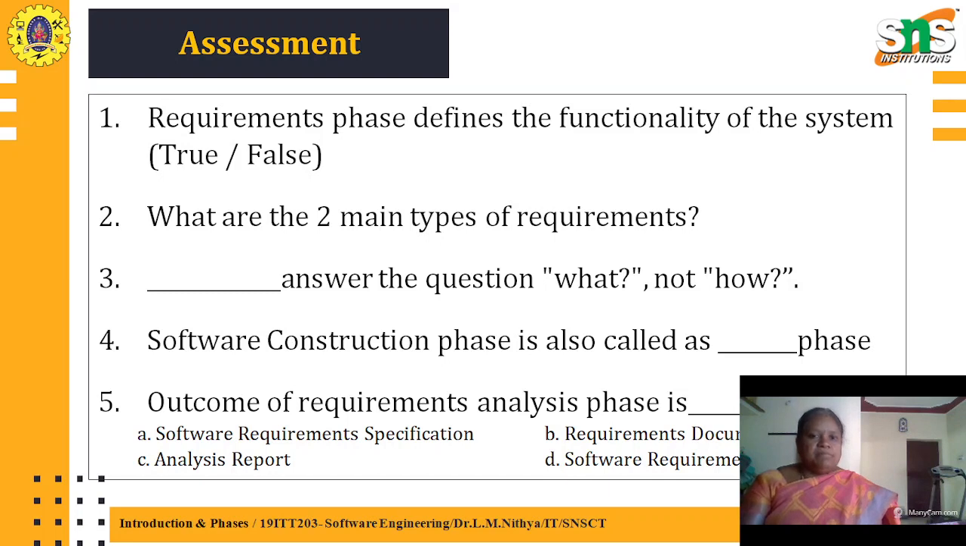It's right. What are the two main types of requirements? I have told that requirements deal with two things. So what are the two main types of requirements? Next, answer the question what, not how. Which one answers the question what and not how? The software construction phase is also called the dash phase. It has another name. What is the outcome of the requirement analysis phase?